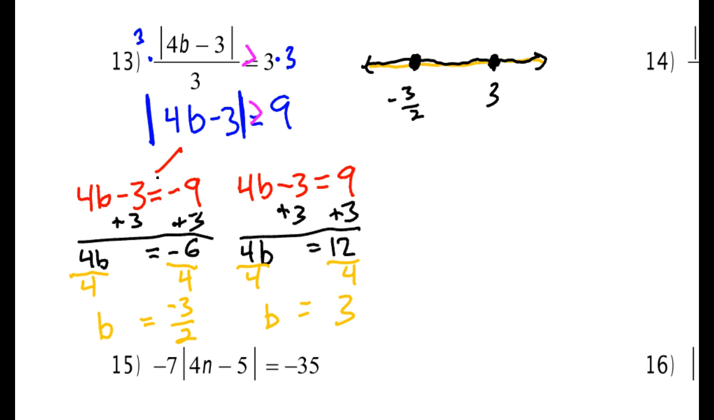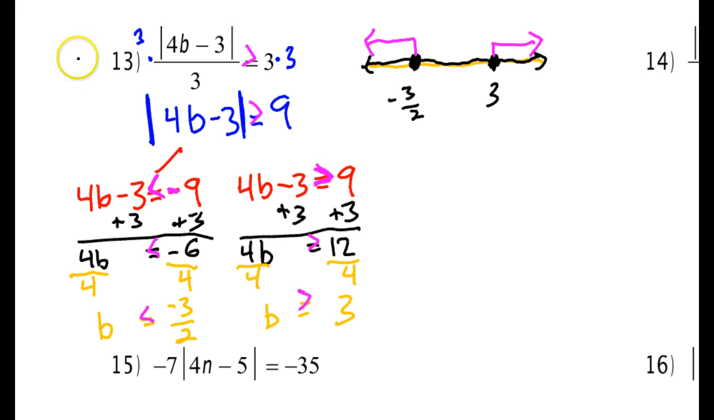This will be less than, because I switched the sign with a negative. Negative switches the sign. This will still be greater than. Greater than. Greater than. Less than. Less than. So my graph will be greater than 3, and then less than or equal to -3/2.